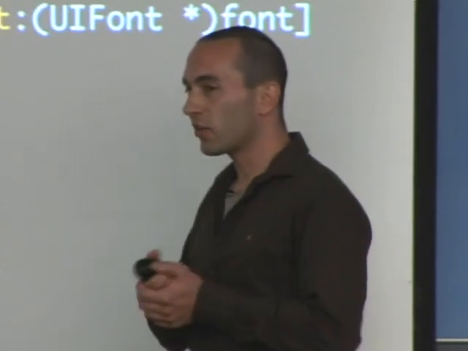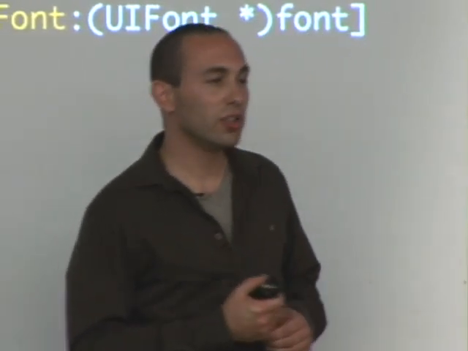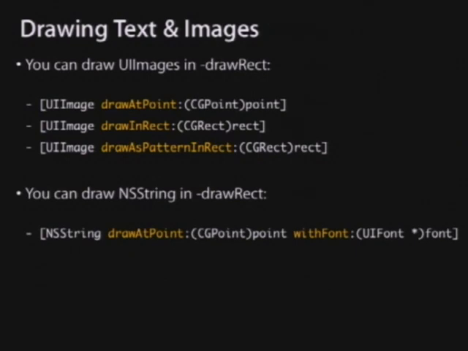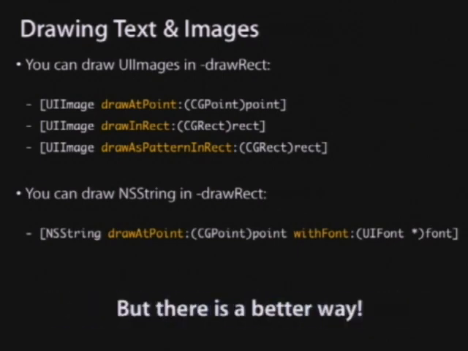So now, drawing text and images. If you want to draw text and images inside of your DrawRect, you can do that. There are 3 methods on UIImage: draw at point, draw at rect, draw in rect, and draw as pattern in rect, that you can call in your DrawRect, and they'll put them in the current context. And you can do the same with NSString, but there's a better way, right?